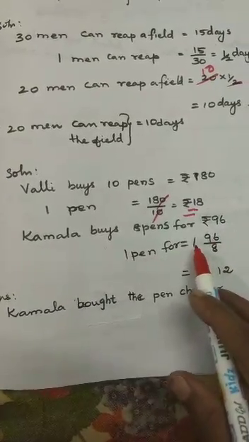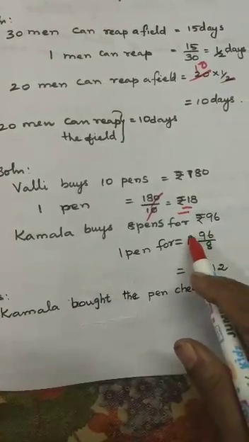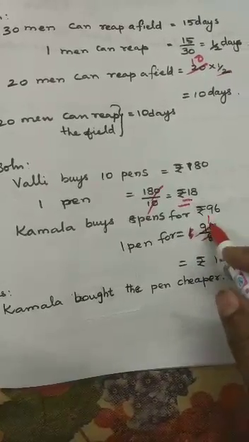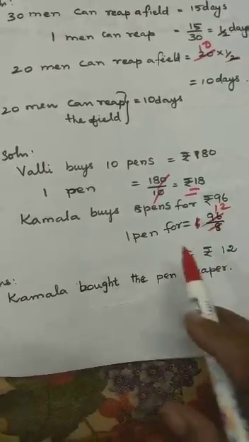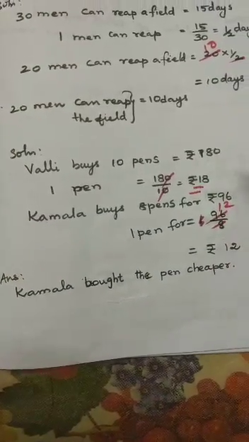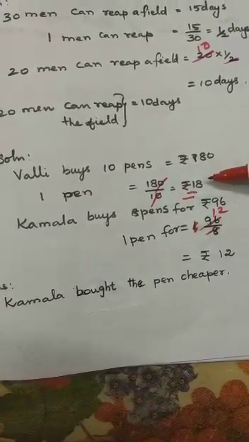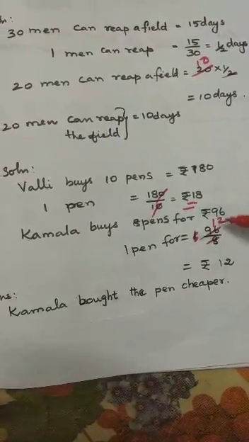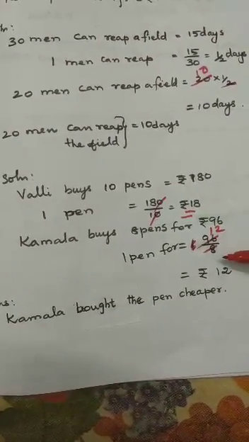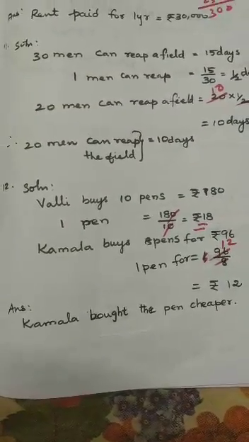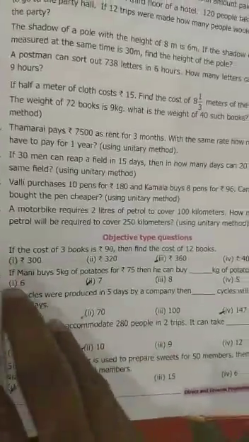So 1 pen rate is equal to 96 divided by 8. Then you cancel 1 times and 2 times. Then rupees 12. 1 pen is rupees 12. So Valli bought for 18 rupees and Kamala bought for 12 rupees. So who got the pen cheaper? Kamala bought the pen cheaper. Okay, that's the answer.